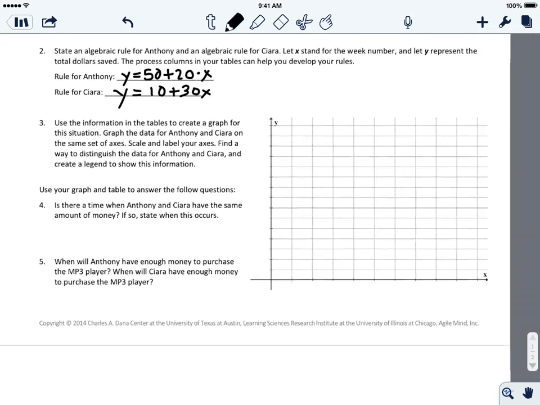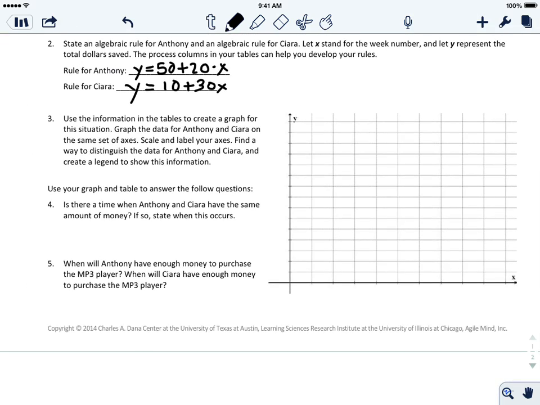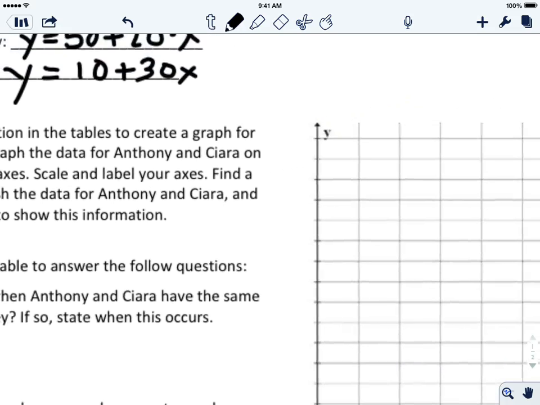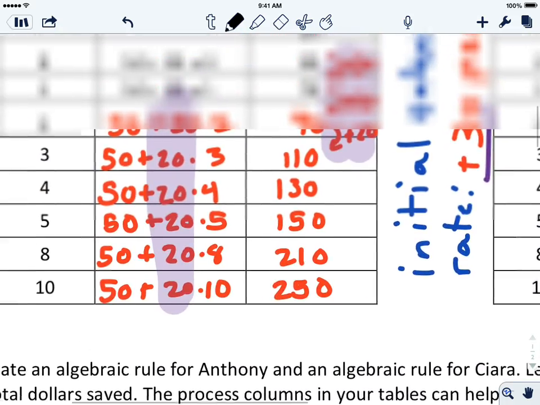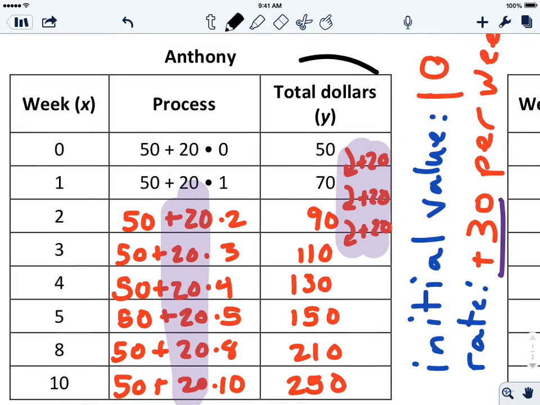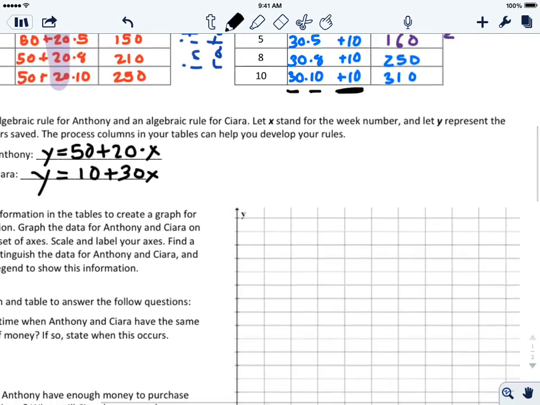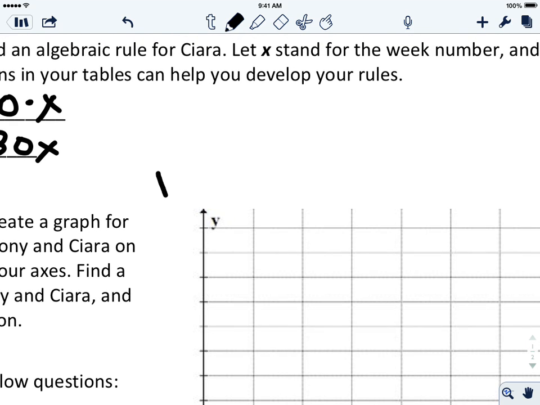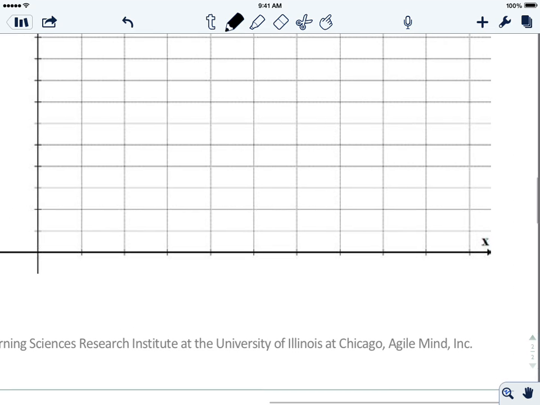Now I'm going to use the information to try to make a graph. It's going to ask me to scale the graph and label the axes well. I'm going to start here. I'm going to look back up at my table and notice that y was total dollars and weeks was the x. So I'm going to go ahead and label that in. So this was total bucks, and then this was weeks.